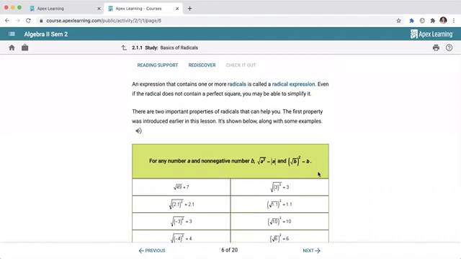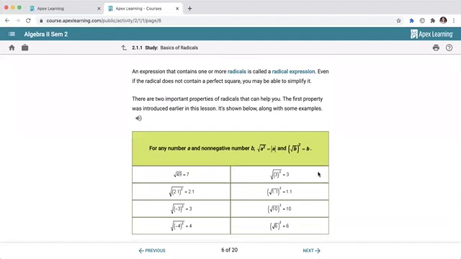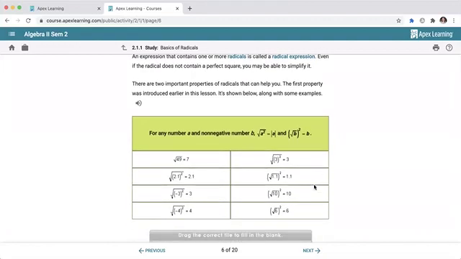You could have an expression that contains one or more radicals, and this is called a radical expression. So this is called our radical expression. And then there's a couple important properties that we have to discuss. The first one we've talked about a lot, so I don't want to harp on it too long here.